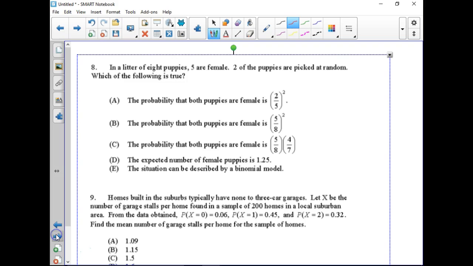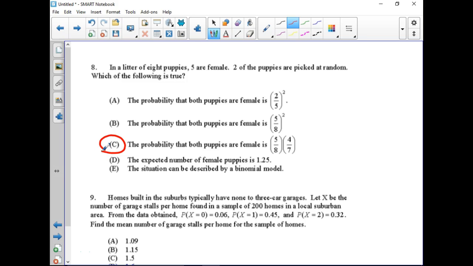Good? Okay. In a litter of 8 puppies, 5 are female, 2 of the puppies are picked at random. Which of the following is true? What is the answer there? C. The answer is C. Very good. Do I need to talk about it? Okay.